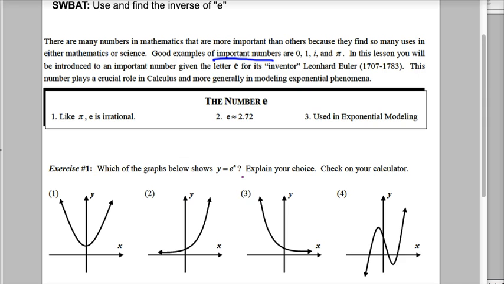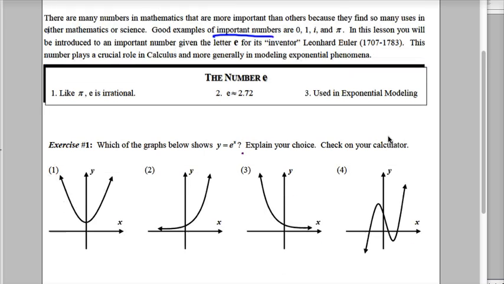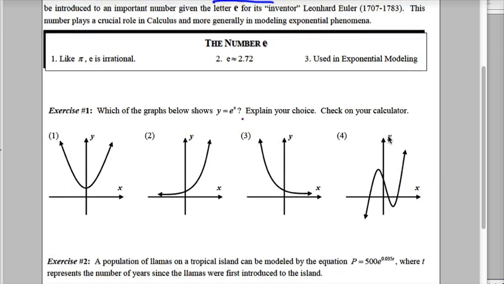Like pi, which is 3.142 and goes on and on and on, that is an irrational number, and so is e. e is approximately 2.72, and we're using this mostly in exponential modeling. So the first question says, which of the following graphs shows y equals e to the x?